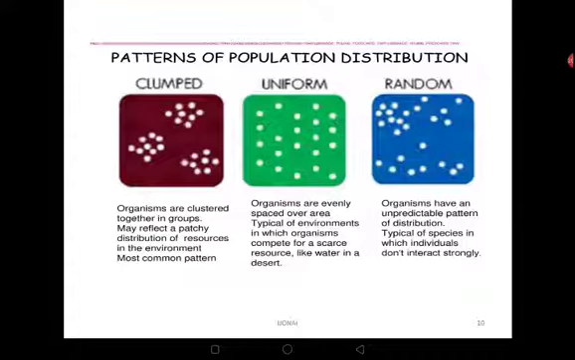Then uniform distribution. Organisms are evenly spaced over an area. This is typical of environments in which organisms compete for a scarce resource like water. For example, in deserts, you can see that kind of uniform distribution. Then random distribution. Organisms have an unpredictable pattern of distribution. It is typical of species in which individuals don't interact strongly. There's little interaction, little competition, so they are just distributed randomly wherever they find themselves. Those are the patterns of population distribution.